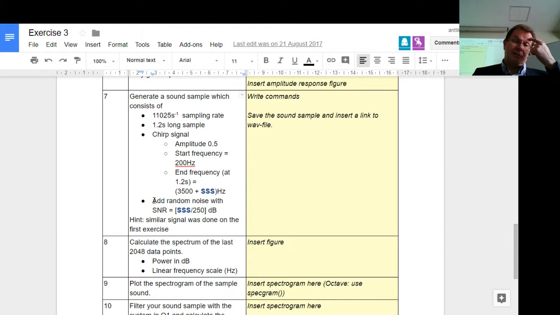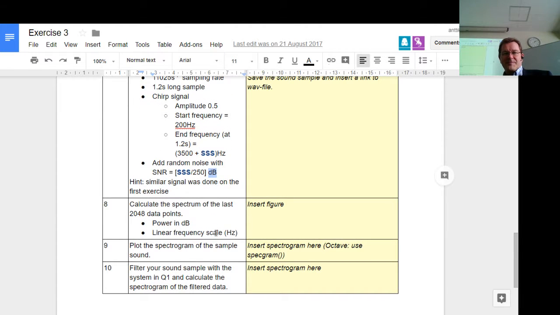Then add some random noise with, again, signal to noise ratio in decibels. I know, engineering decibels here again. So you need to do the similar calculation to what you did in the first exercise, and then calculating the power spectrum of the last points of the data set. So what does the power spectrum look like for the last 2048 data points?